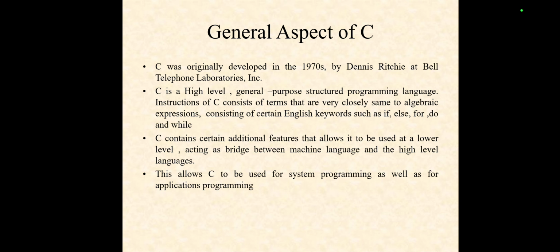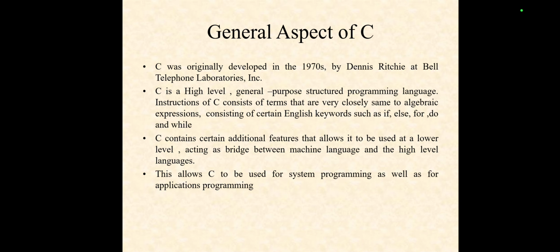Instructions of C consist of terms that are very closely the same as algebraic expressions, consisting of certain English keywords such as if, else, for, do, and while. C contains certain additional features that allow it to be used at a lower level, acting as a bridge between machine language and high level languages. This allows C to be used for system programming as well as for application programming.